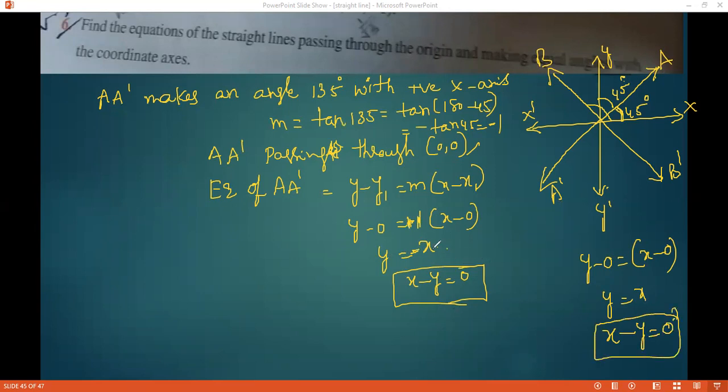Now in this case, y is equal to minus x. Then what do you get? So here x plus y is equal to 0. The same thing I wrote, I think. x minus y is equal to 0 only I have written, right? Okay, no problem. So m is minus 1 here. Slope is minus 1. So y is equal to minus x, x plus y is equal to 0. Okay, got it? Yes. Let us move to the next question.